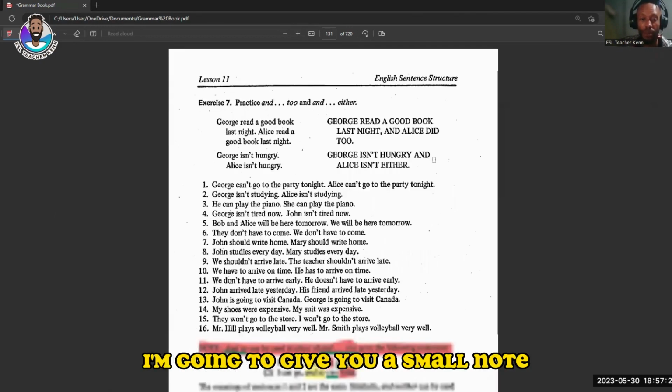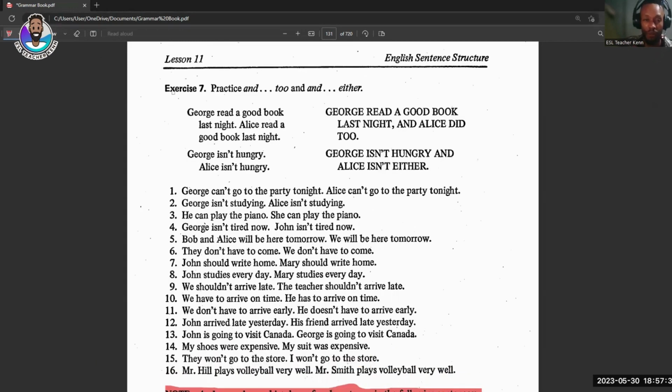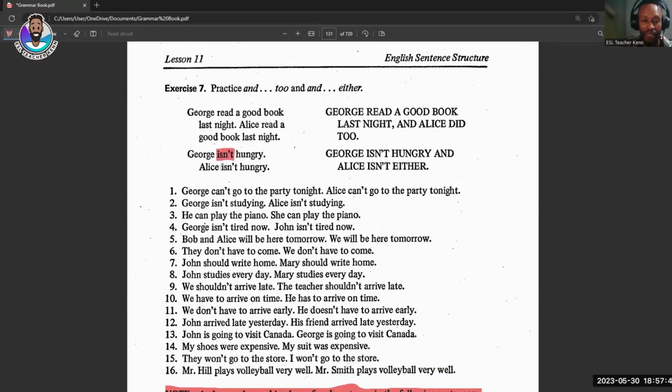I'm going to give you a small note, just some guidance for you to remember. When we have two negative ideas, we're going to use either.